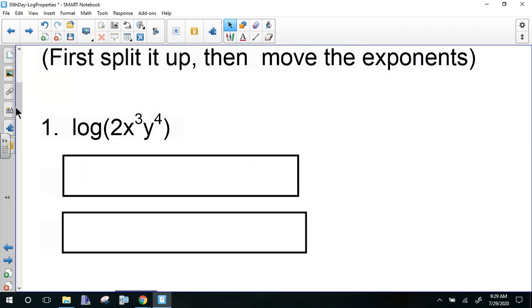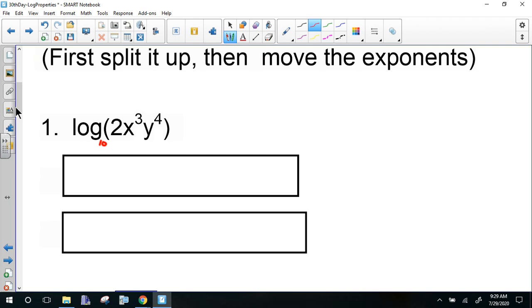So now we're going to put all these properties into a problem and work them out. Here I have log of 2x to the third, y to the fourth. Remember, if we don't have a base, we assume that it's 10. That's one of those things that's just understood. We never write them.